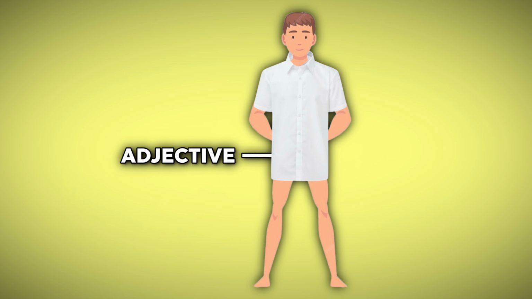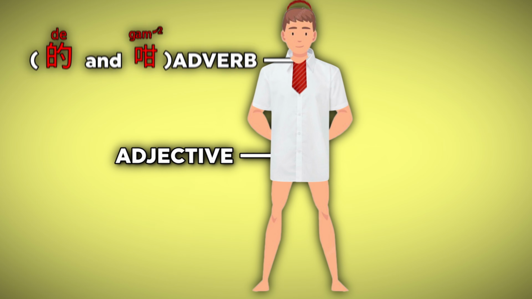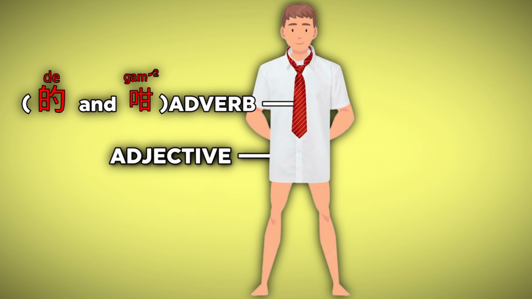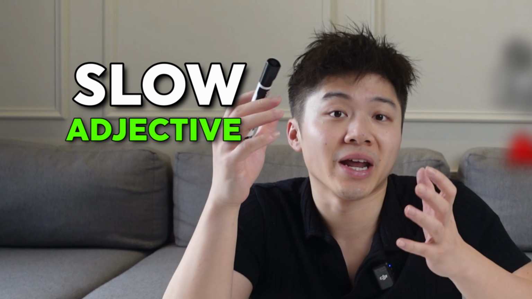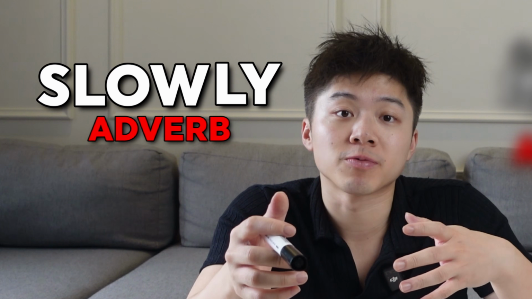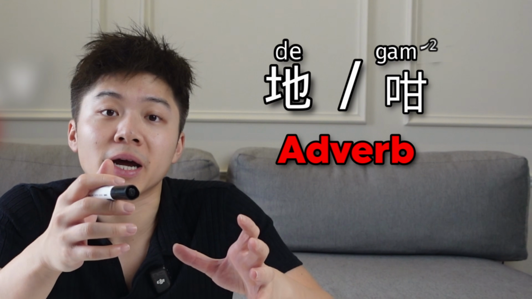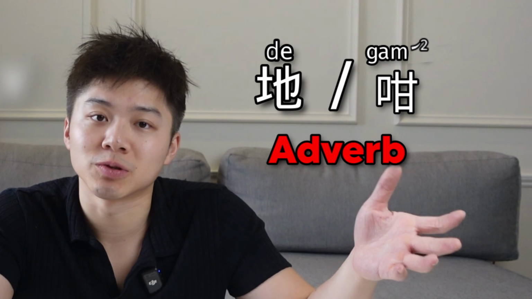Think of it once again kind of like dressing up a sentence, right? The adjective sets the style. Then we add that de or gum in Cantonese to tie it all together, make it an adverb, then just put the verb afterwards, right? In English, we rely on that ly to transform adjectives into adverbs, but in Chinese, we use the de in Mandarin and gum in Cantonese to do the same job, giving a sentence that kind of smooth, natural flow.